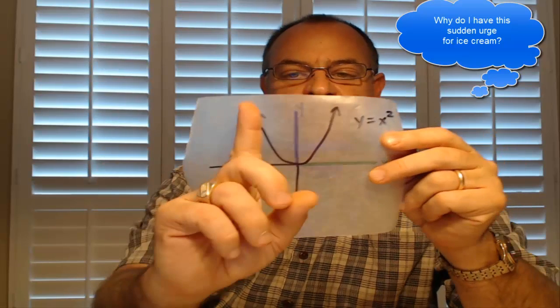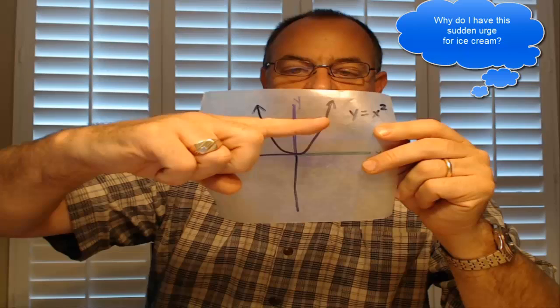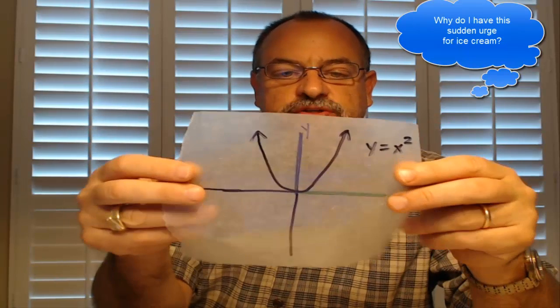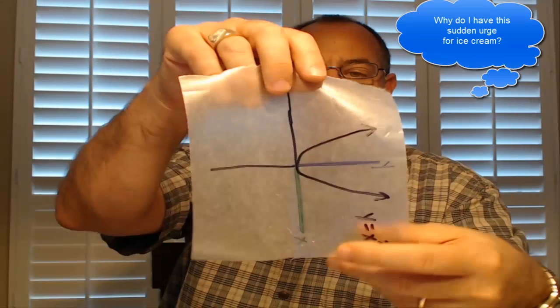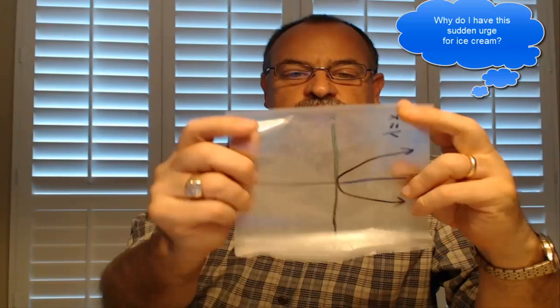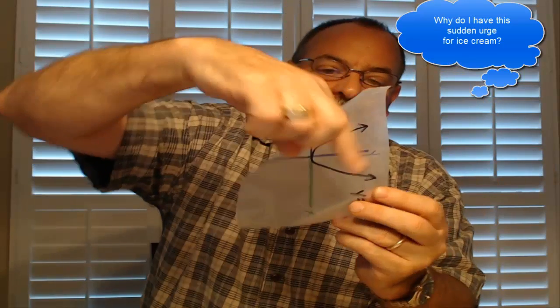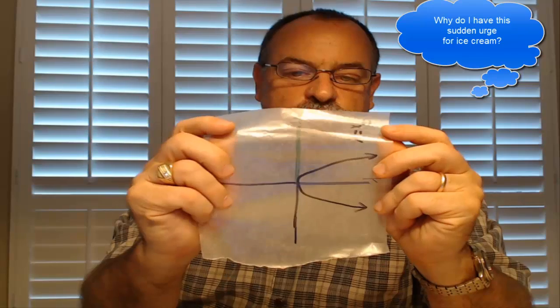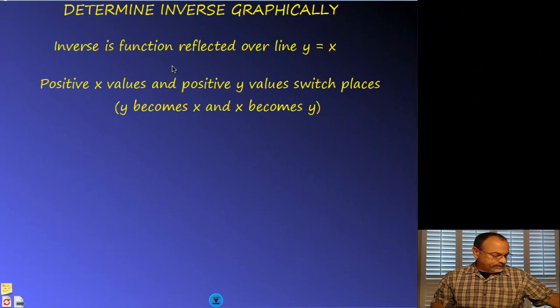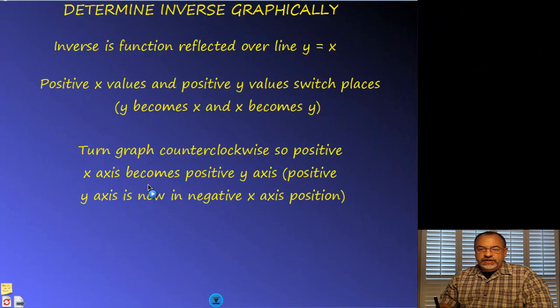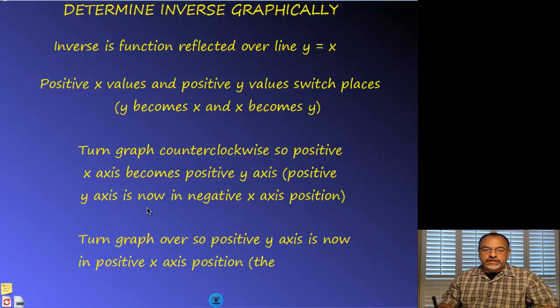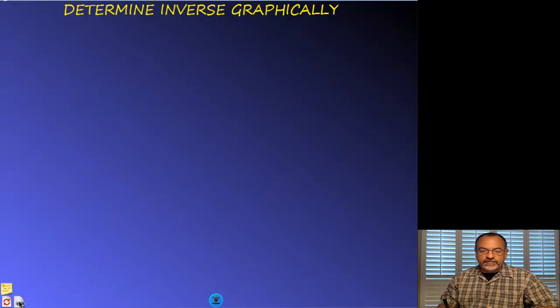So you'll notice this is a function. It does not pass the horizontal line test, so we know the inverse will not be a function, and visually you can see that, because when we make the positive y the positive x and the positive x the positive y, you'll see now that the inverse does not pass the vertical line test. Basically, you have a horizontal line, and when you turn it, it becomes vertical. So you can see why we can do the horizontal line test and figure out if the inverse is going to be a function or not. So that's what it looks like graphically. You can turn the graph clockwise or counterclockwise, and then you'll have to turn it over in order to get the positive x to become the positive y. But graphically, that's what it looks like.